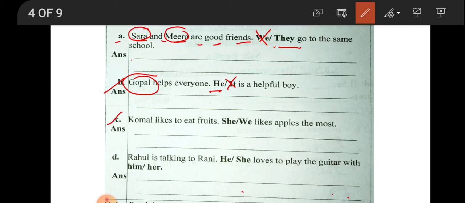Next, Komal likes to eat fruits. ये इसको वैसे की वैसे लिखो. Here we are talking about Komal. For Komal, what will we use? She is only one girl. We cannot use we. This is wrong. This is the correct one. She likes apples the most.